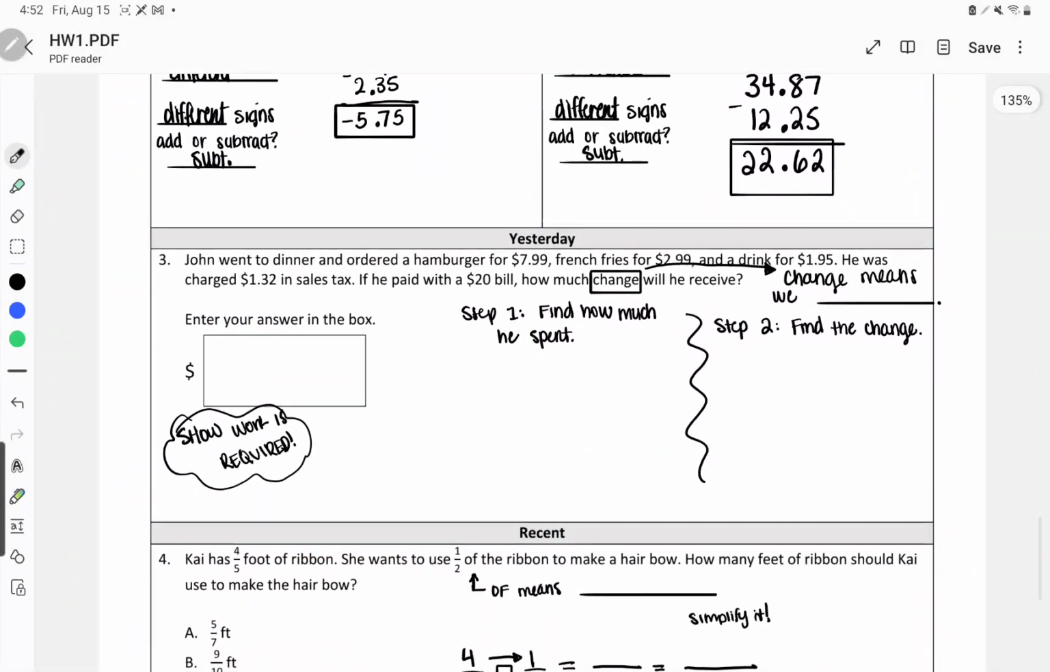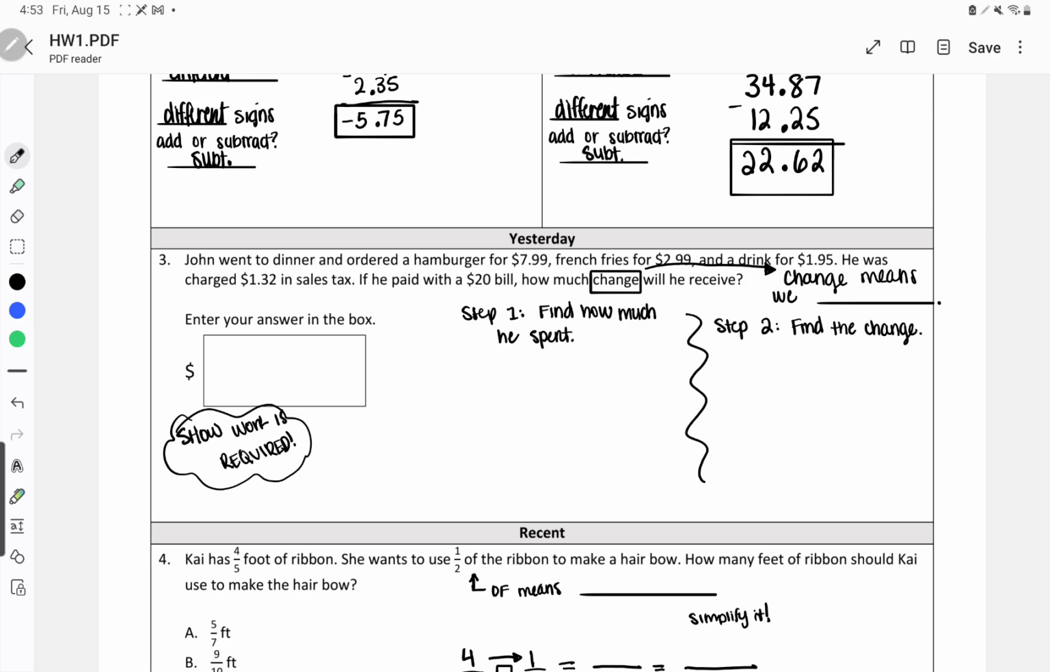All right, this one says, John went to dinner and ordered a hamburger for $7.99, French fries for $2.99, and a drink for $1.95. He was charged $1.32 in sales tax. If he paid with a $20 bill, how much change will he receive?